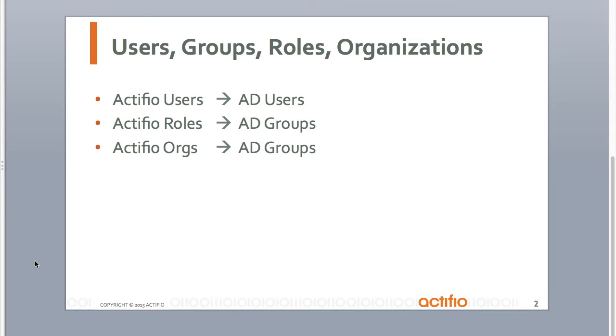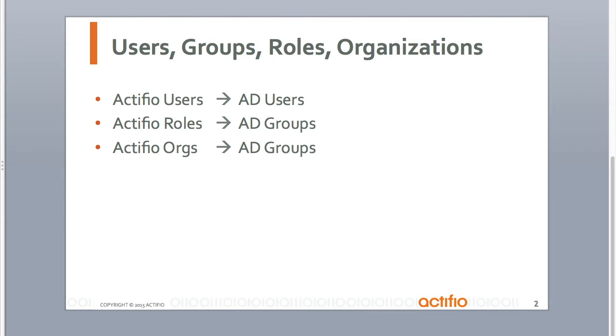If we wish to use Active Directory to simplify this, we can simply map Actifio users to Active Directory users, Actifio roles to Active Directory groups, and Actifio organizations to Active Directory groups. And I'll show you how we do this as we work through the video.